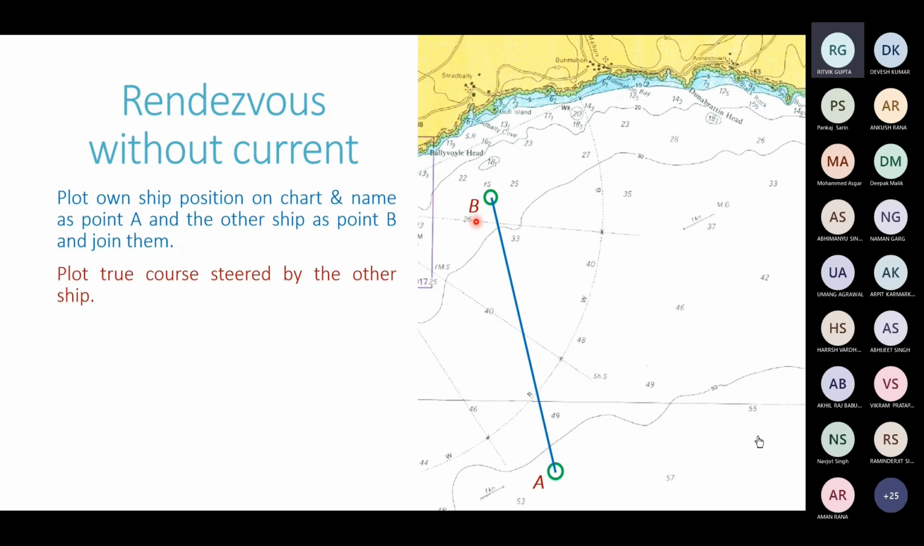Now we have to plot the course steered by the other ship. So the target ship, Bravo ship, what course the other ship is steering. Let's plot that course on the chart. We have the course of the target ship plotted on the chart now.